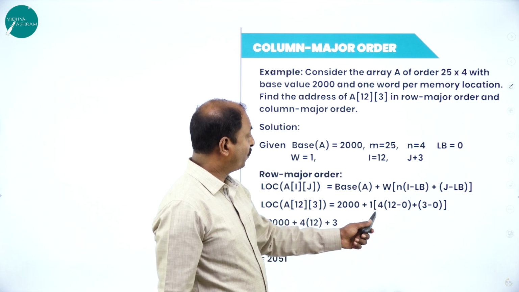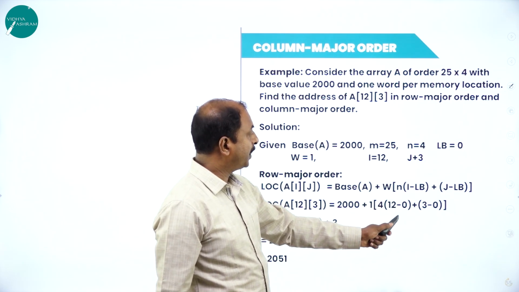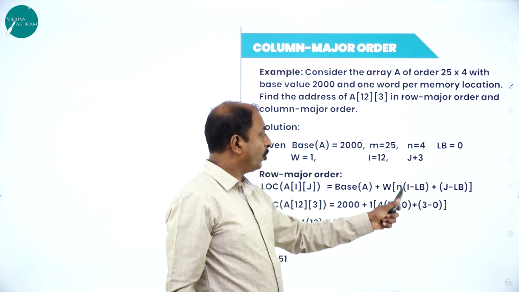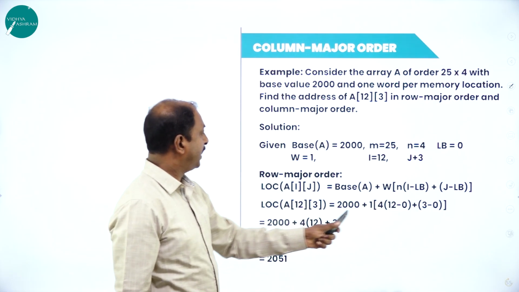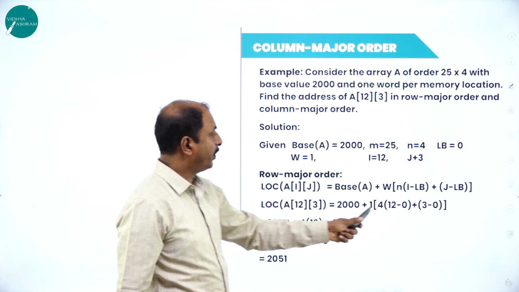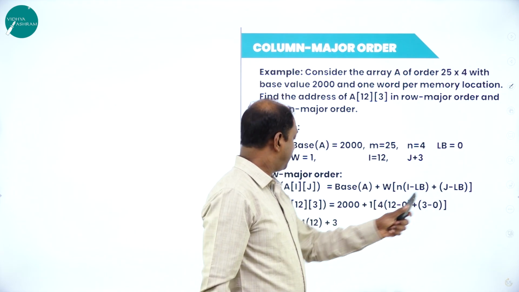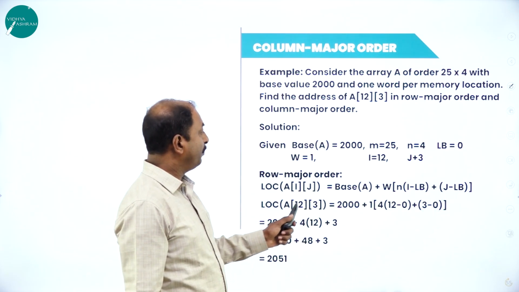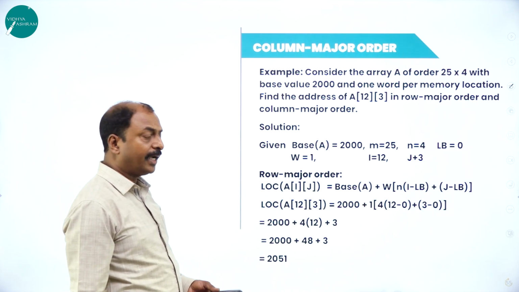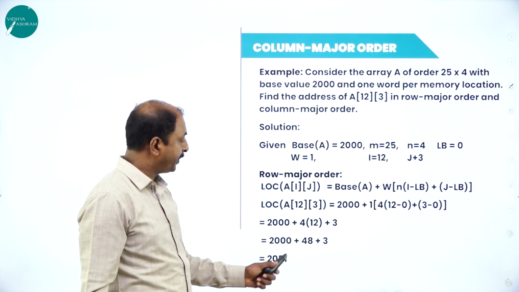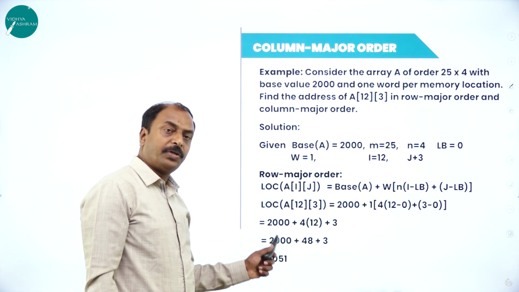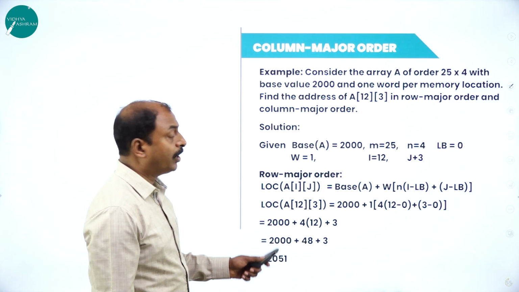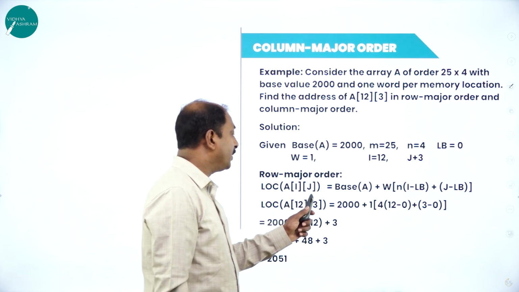N equal to 4 into, as per the formula, I minus LB, where the lower bound is 0. I is (12, 3), so I is 12 and J is 3 here, minus the lower bound, which is 0. When you simplify this, we will get the answer as 2051. So 2051 is the memory address of the data item of the index A of 12, 3.